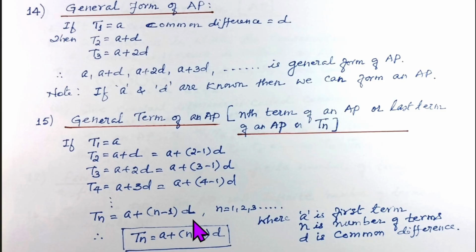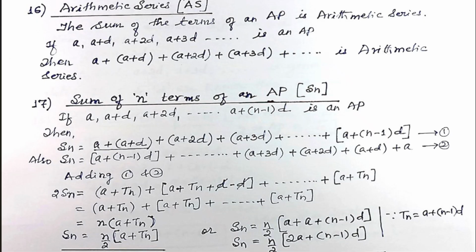It's a very, very important relation in AP. Here A is the first term, n is the number of terms, and D is the common difference. So please remember this important relation, very useful in calculations.